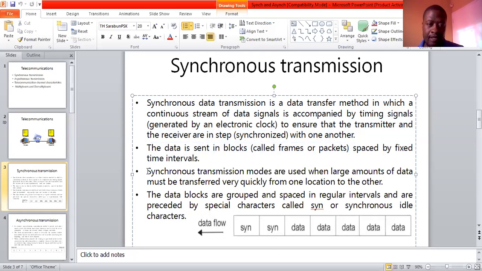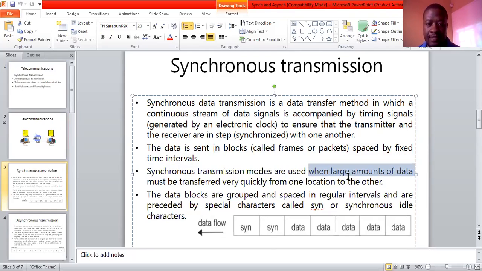Okay, and then synchronous transmission is used when large amounts of data must be transferred quickly from one location to another. We're saying large amounts of data must be transferred very quickly from one location to another.